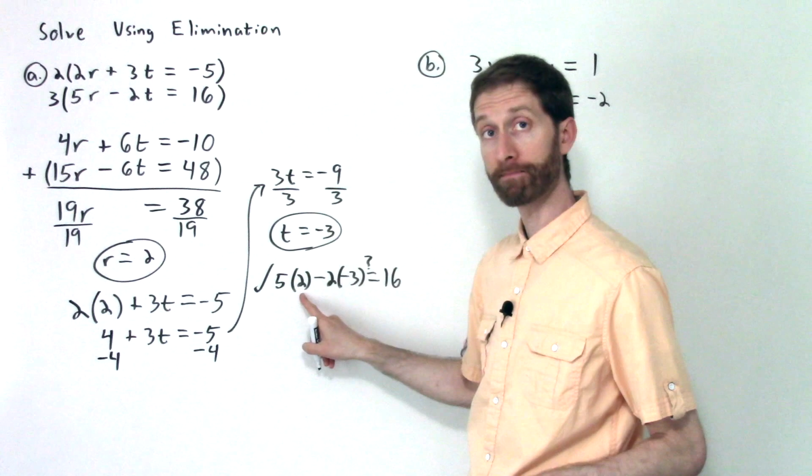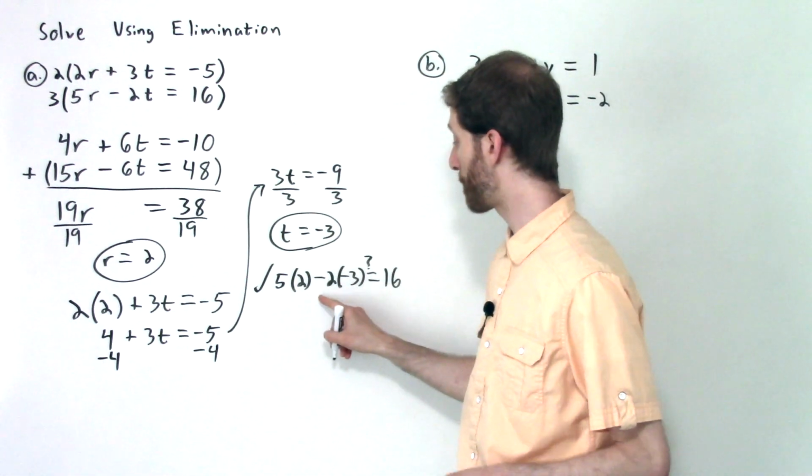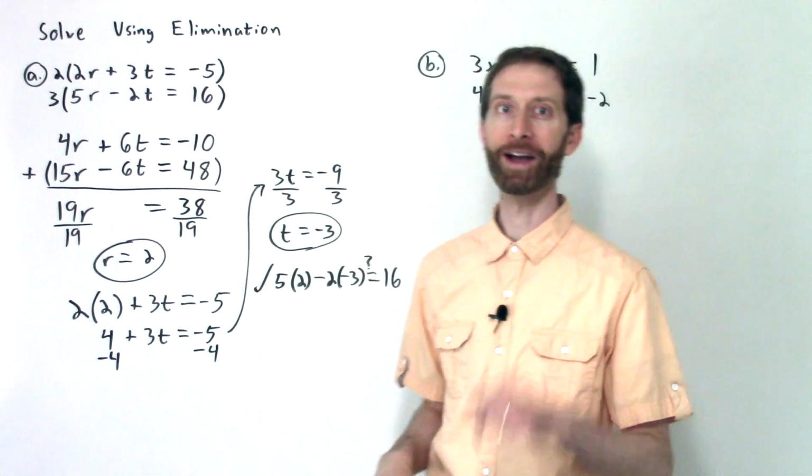5 times 2 is 10. -2 times -3 is positive 6. 10 and positive 6, it's 16. We're right. All right, on to the next one.